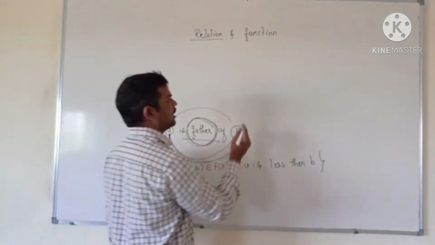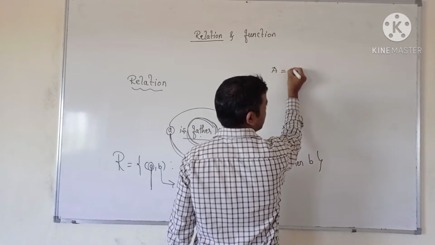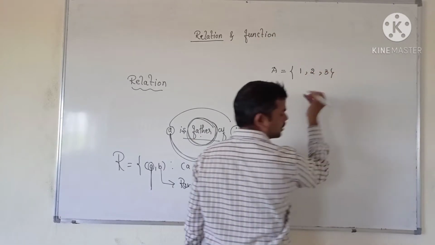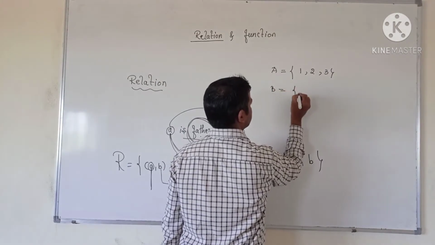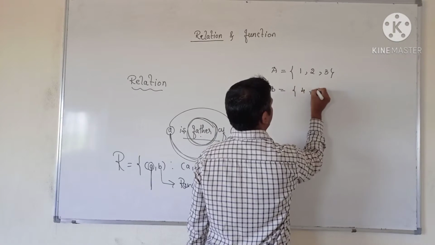So let me take one example to clarify this. Suppose we have a set A equal to {1, 2, 3}, and for set B we will take {4, 5, 6}.